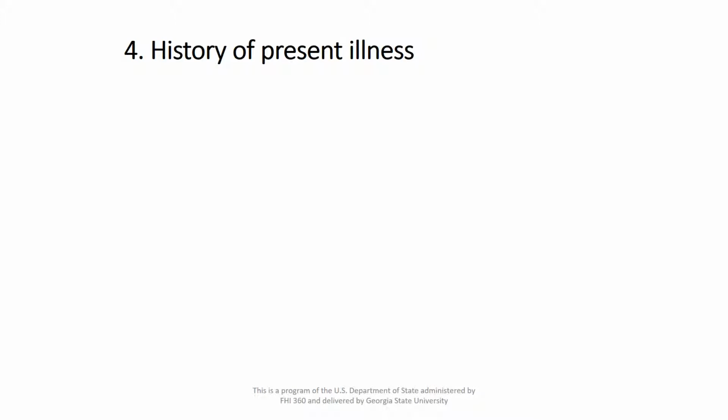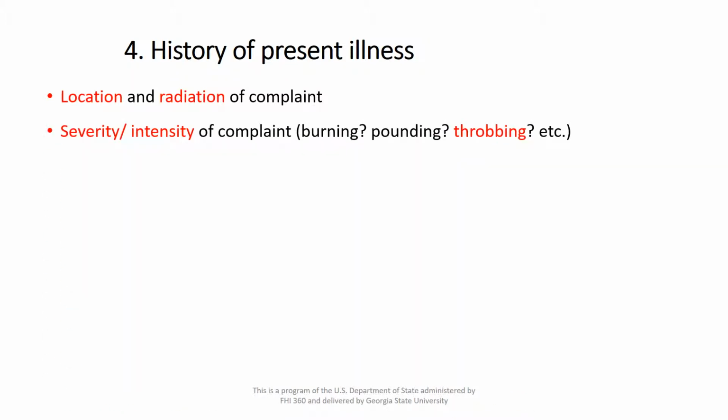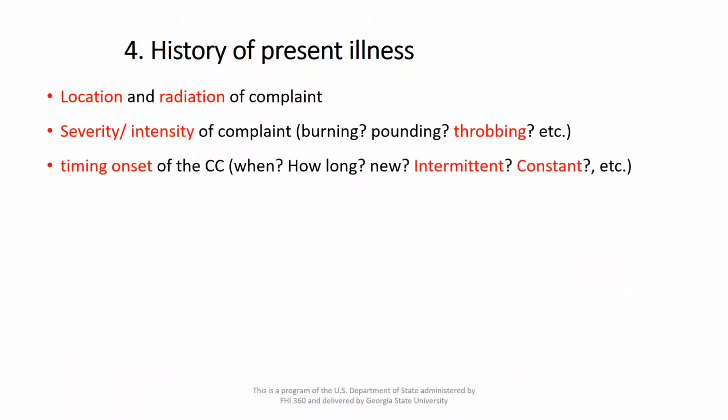Then, after the chief complaint, you will move to what is called the history of present illness, which includes information about the location and radiation of the complaint, the severity and intensity of the complaint, the timing or onset of the complaint, previous similar complaints, the triggers of the symptoms, meaning what starts the symptoms.